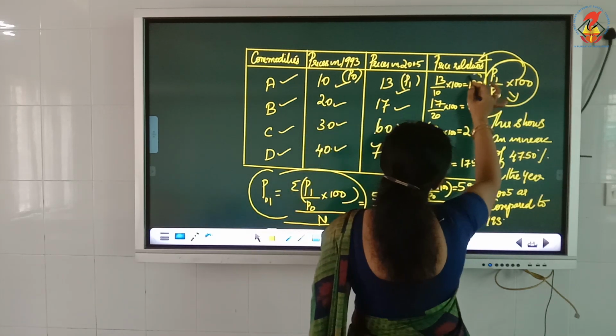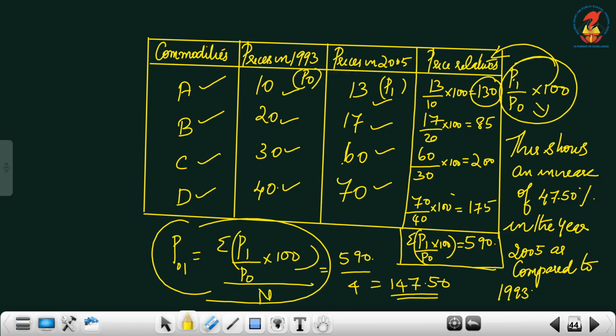So for each and every item we have found the P1 by P0 into 100. So 130 is the price relative for commodity A, 85 is the price relative of commodity B, 200 is the price relative of commodity C, and 175 is the price relative of commodity D. Now all these have to be added. That means you have to find out the sigma of P1 by P0 into 100.